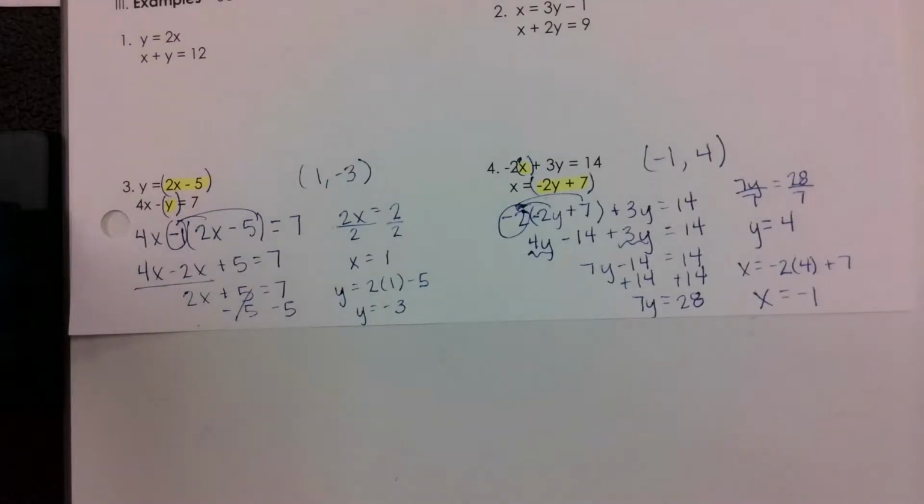So for number 1, we should have gotten 4, 8. Are you good with that? Do we need to work anything out there? Do you have any questions? And for number 2, you should have gotten 5, 2. We all good? Any questions at all? Anything we need to go over? Need to see any of that worked out? So we're good? We're experts at substitution now?